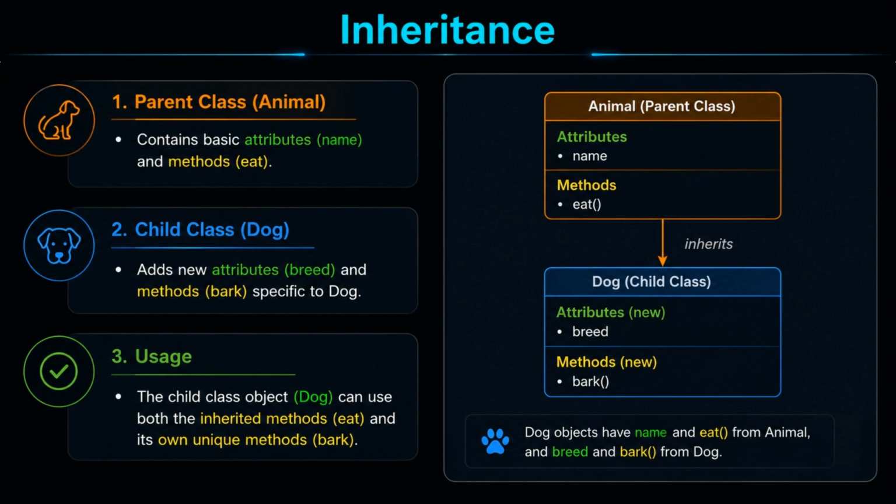The parent class animal holds a basic name attribute and an eat method. The child class dog adds its own breed attribute and bark method on top of that. A dog object gets to use both the inherited eat method from animal and its own unique bark method, combining shared and specialized behavior in one object.